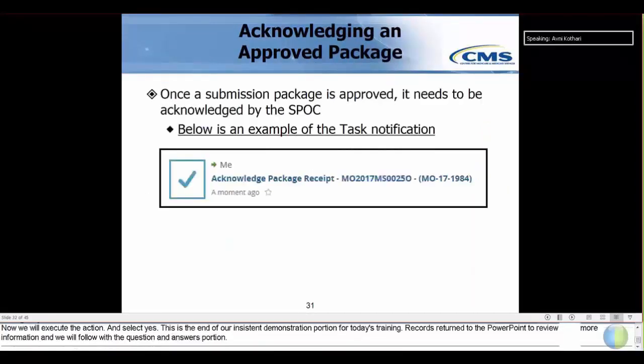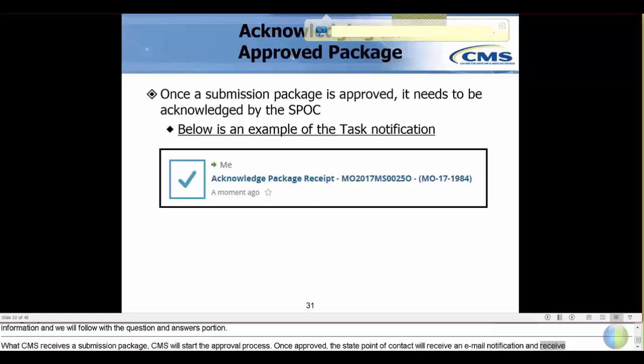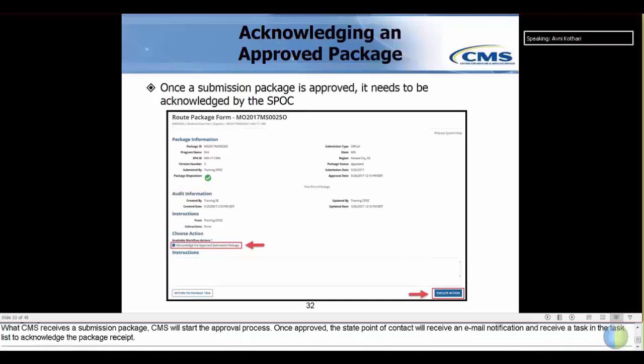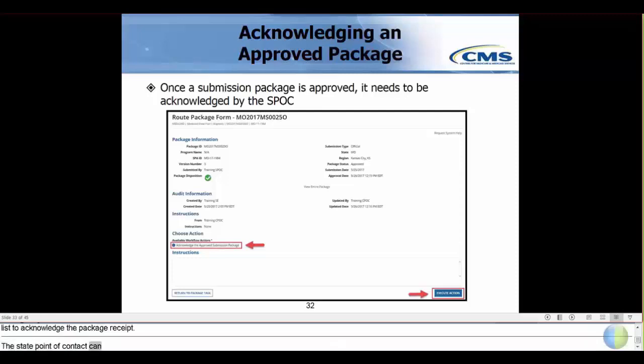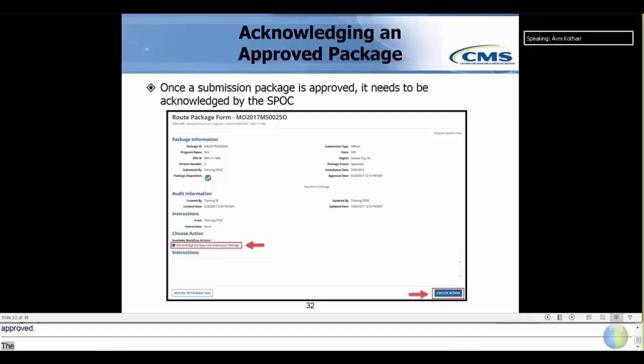Once CMS receives a submission package, CMS will start the approval process. Once approved, the state point of contact will receive an email notification and receive a task in their task list to acknowledge the package receipt. The state point of contact can see the submission was approved by the symbol that looks like a check mark in a green circle. In the system, if you hover over that check mark, it will say approved. The SPOC can acknowledge the approved submission package and execute the action.